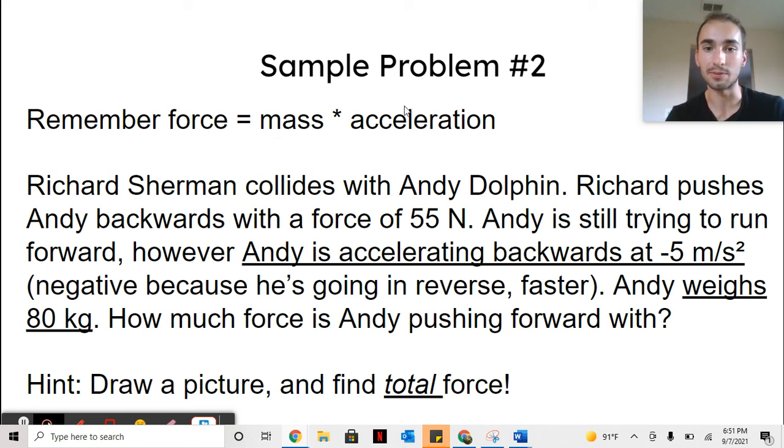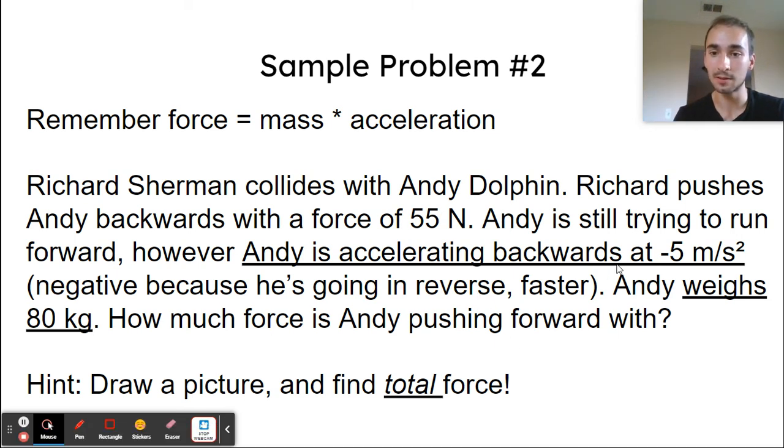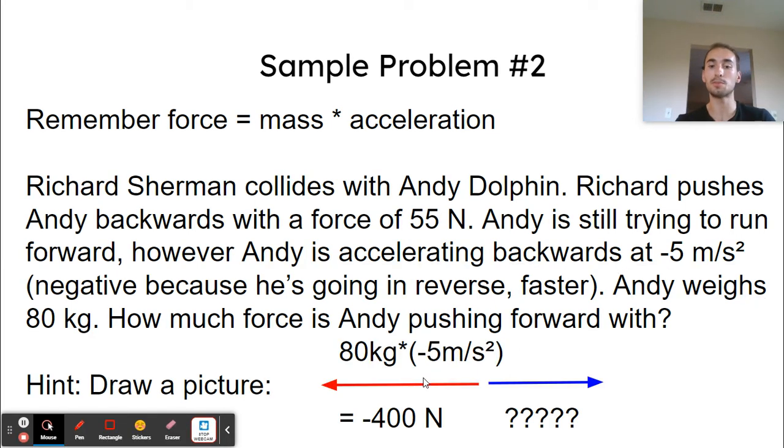80 kilograms times 5 meters per second squared. 80 times 5 is 400. So that's how much he gets knocked back. It's 400. But we know at the end, he's only going backwards with a force of 55 newtons. Okay? So he gets pushed back 400 newtons. So if you drew a picture, here's Andy. He's getting pushed back -400, but we don't know the blue arrow.